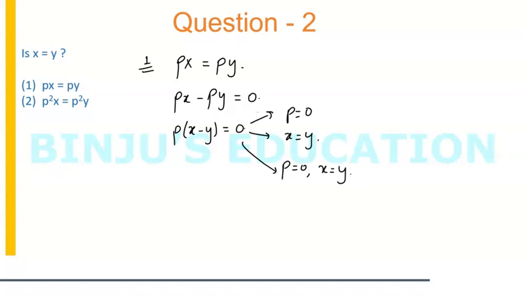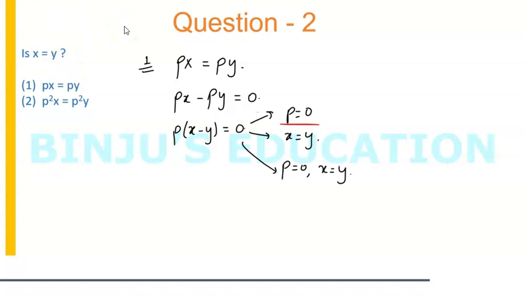Now if in case p is equal to 0, you take any value of x and y, it doesn't matter, because 0 multiplied by any number will always give you 0. So let's suppose you took x to be 10 and y to be 12, 0 into 10 is again 0, 0 into 12 is again 0. So you don't have to worry about it. So if p is equal to 0, then whether x is equal to y or not equal to y, it really doesn't matter. So from the first conclusion, we can't effectively conclude whether x is equal to y or not.